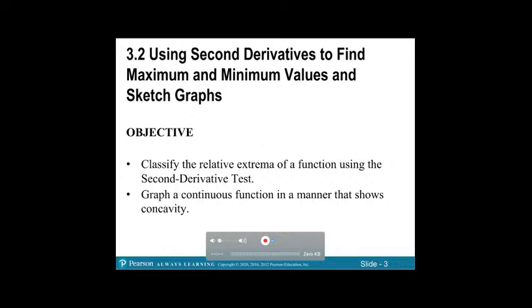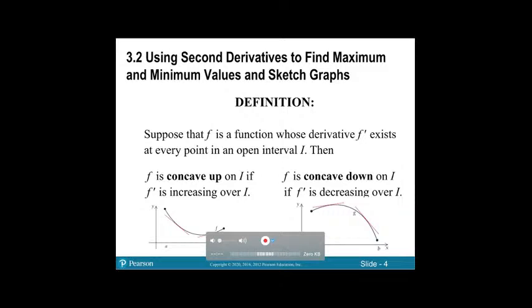Using the second derivative to find max and min values: suppose a function has a derivative f prime that exists at every point on an open interval I. Then we say f is concave up if f prime is increasing. In other words, if the second derivative is positive, the cup opens upward. When the second derivative is positive on an open interval, we say the function is concave up. When the second derivative is negative, the function is concave down, so the cup opens downward.